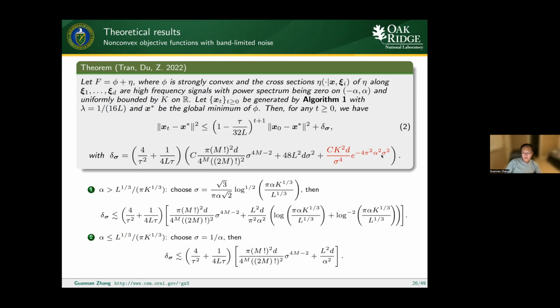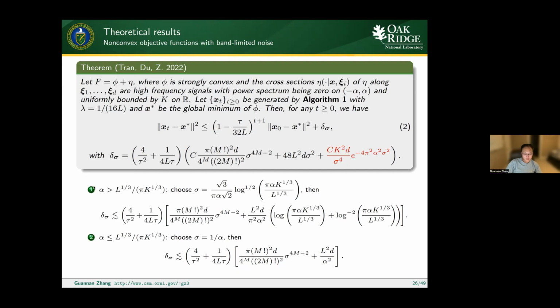At the beginning, we need to use a very big smoothing radius to make sure the third term is small. And of course, once you get into the mode that contains the global minimizer, you need to shrink sigma so that you can converge to the global minimizer.